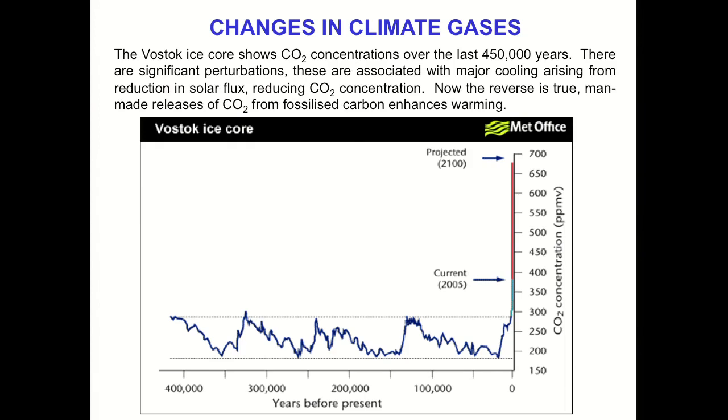We talked a lot about these various perturbations. These are coolings, cooling arising from reduction in solar fluxes linked to the Milankovitch cycles, which end up reducing CO2 concentration during the glacial periods, increasing the CO2 during the interglacial periods. But now, of course, we've got the reverse happening, where suddenly man comes along and has perturbed the system and has essentially taken a lot of that stored carbon and put it into the atmosphere.